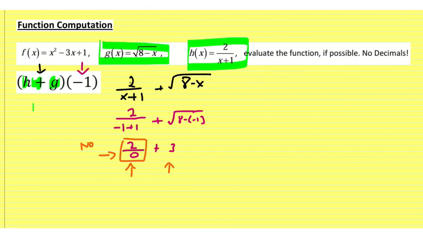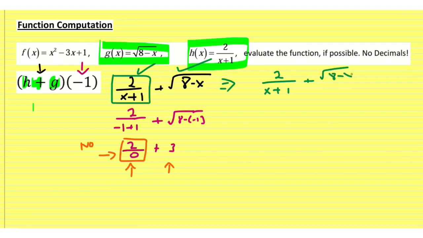Okay, so here I started out with a fraction or rational expression. And if I want to add this and this, then I have to have the same denominator. So I am going to rewrite these so that they both have the same denominator. Okay, so I've got 2 divided by x plus 1, and I want my radical 8 minus x to also have a denominator of x plus 1. So that means that I would also have to multiply the numerator times x plus 1 as well, because essentially there's an invisible 1 right there.